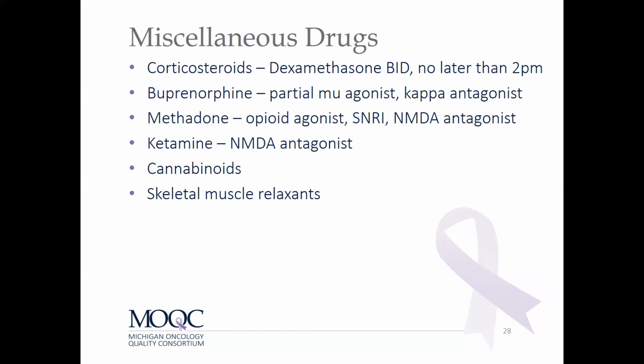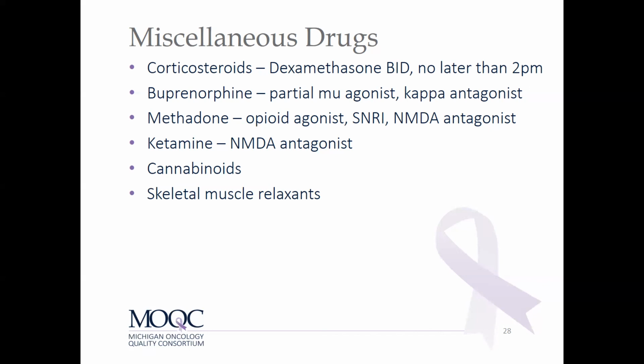Corticosteroids, the preferred is dexamethasone, given its favorable kinetic and dynamic profile. But maybe make sure that you give that second dose no later than 2 o'clock, because you can cause some insomnia for patients. Buprenorphine, because of its different mechanism of action, actually decreases your risk for respiratory depression, and you don't develop tolerance to it. So it's a drug you should consider for a number of patients that are maybe higher risk for opioid-related events. Methadone can be used for neuropathic and nociceptive pain, or even as adjuncts in neuropathic pain.